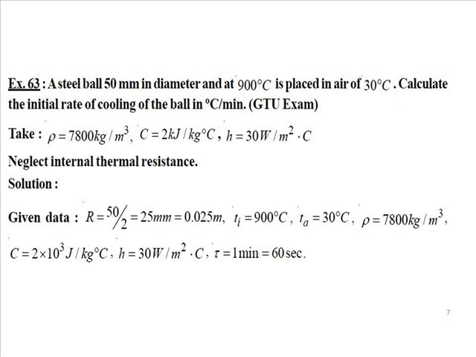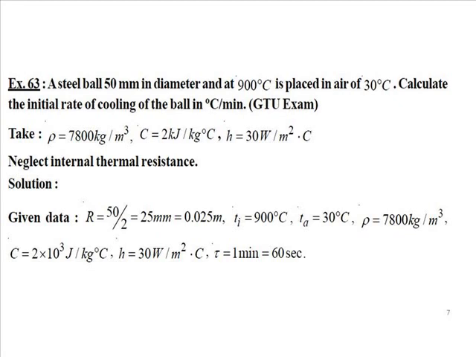So friends, first we'll go with a simple numerical: a steel ball 50 millimeter in diameter and at 900 degrees Celsius is placed in air at 30 degrees Celsius. Calculate the initial rate of cooling of the ball in degrees Celsius per minute.